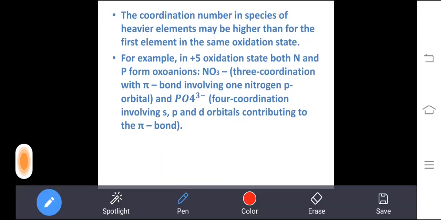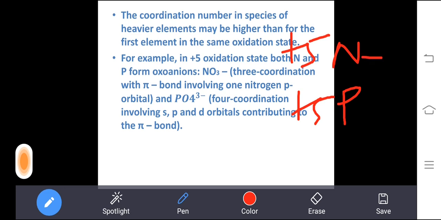The coordination number in species of heavier elements may be higher than the first element in the same oxidation state. For example, if we take nitrogen, the first element in the p block, it will be in the plus 5 oxidation state, and phosphorus also in the plus 5 oxidation state. Both have the same oxidation state, but nitrogen will show 3 coordination, and phosphorus will show 4 coordination. Now we will discuss this one.